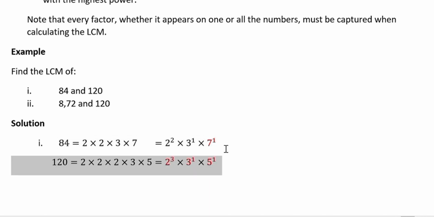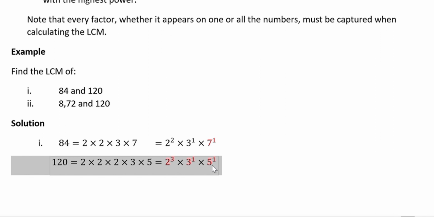Then for 120, the prime factors are 2 times 2 times 2 times 3 times 5. 2 appears 3 times, so we shall have 2 cubed. 3 appears once, we shall write it as 3 raised to power 1. 5 appears once, we shall write it as 5 raised to power 1.